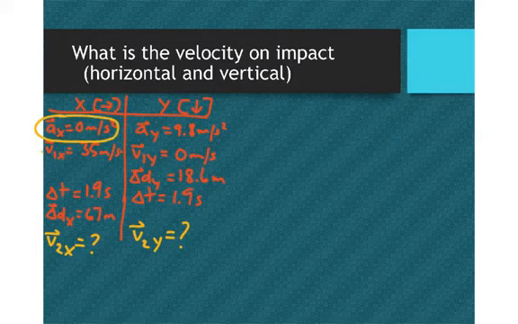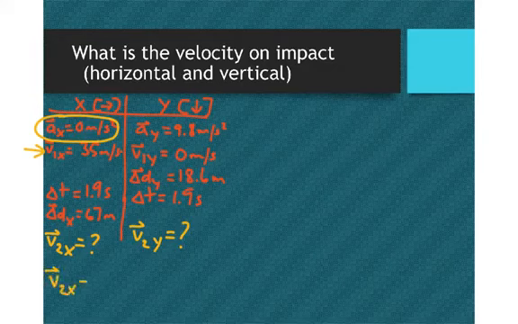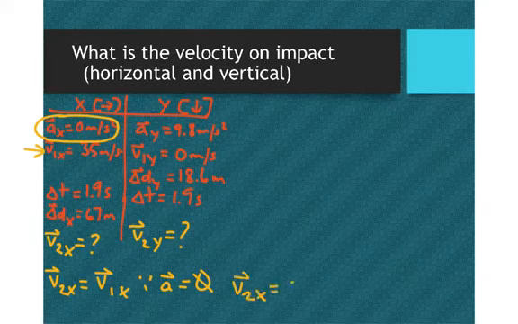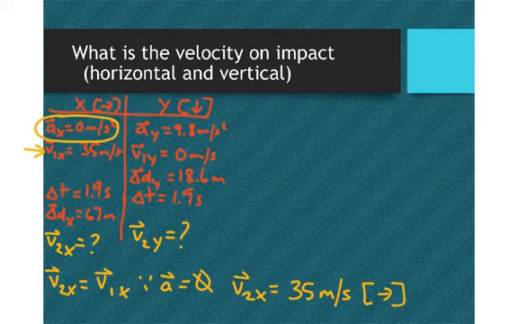So if I started with 35 meters per second and I did not accelerate, what would that mean v2 would have to be? Well, v2x is equal to v1x since a equals 0. So v2x equals 35 meters per second forward. So that part is the easy one. There's no acceleration, so from a horizontal point of view, I can maintain the same velocity.